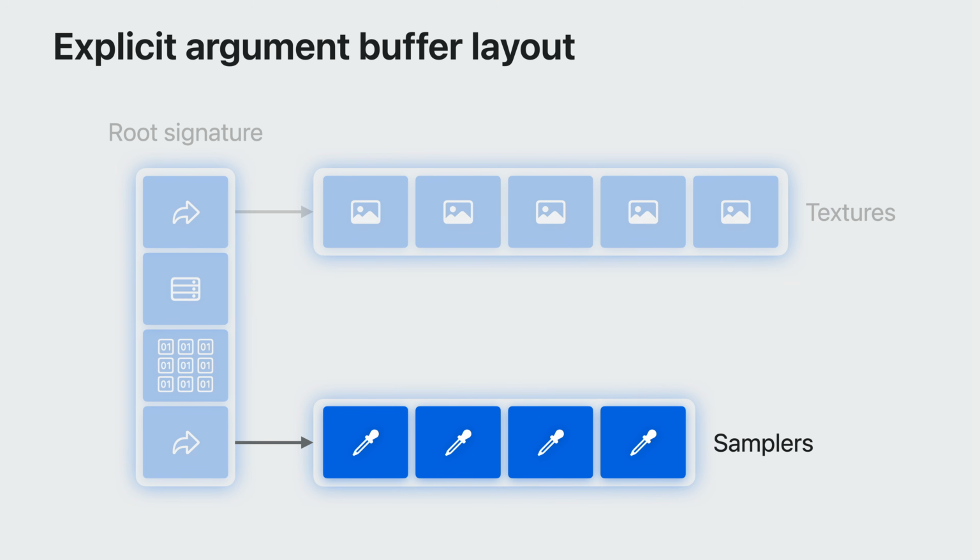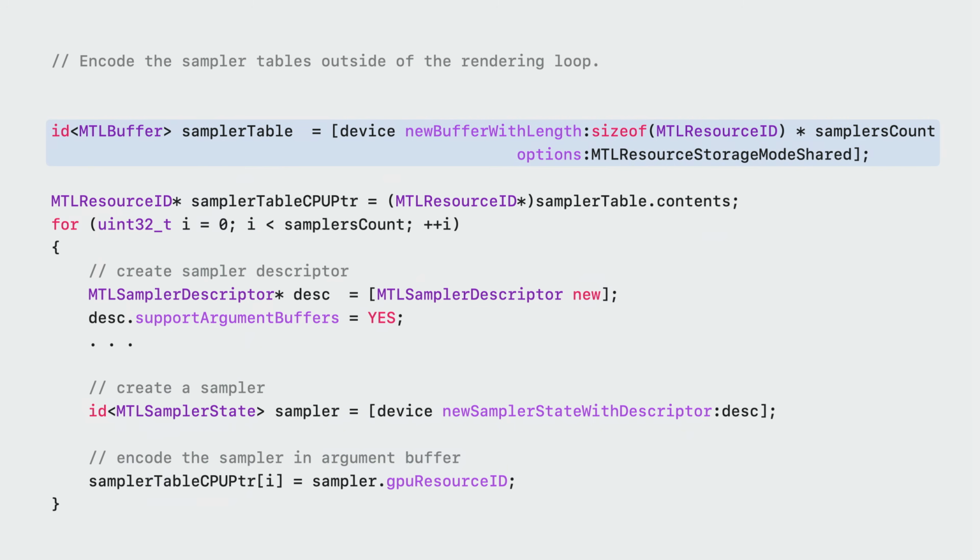The nice part is you can run code like this upfront and outside of your rendering loop. The process for encoding a sampler descriptor table is almost the same. Just like with textures, the code starts by creating a Metal buffer that serves as a sampler descriptor table. As the code configures each sampler descriptor, it sets the support argument buffers property to yes. After the code creates the sampler with the descriptor, it saves the sampler's resource ID in the table.